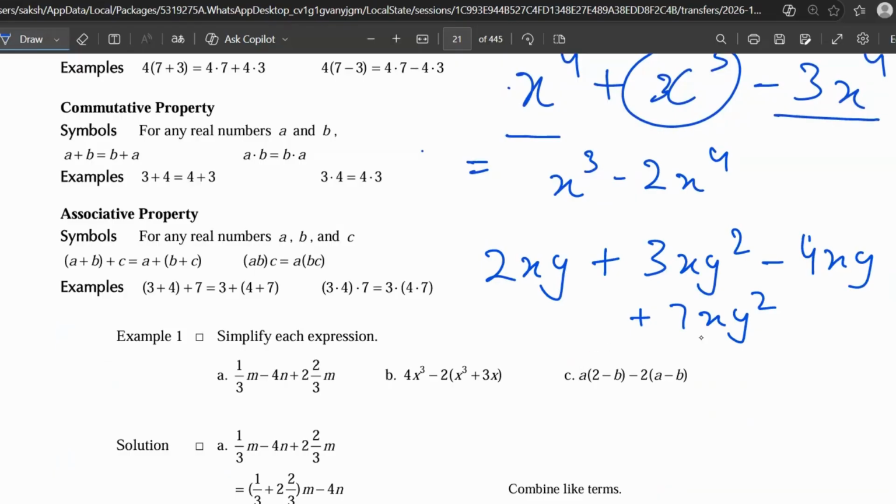10xy square minus 2xy. Yes, it's going to be 10xy square minus 2xy. Similarly, can anyone, all of you, just do this one?